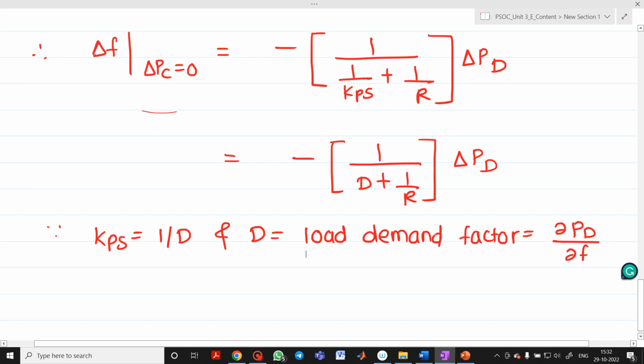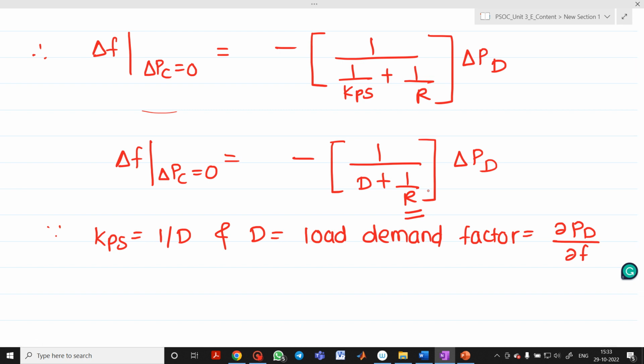Now the above equation relates the change in frequency because of the change in demand, where R is nothing but the regulator. So I write it here: delta F when delta PC equals 0. The speed regulation R is naturally so adjusted that the change in frequency delta F is small, of the order of 5% from no load to full load. Therefore the linear incremental relation can be applied to this equation.